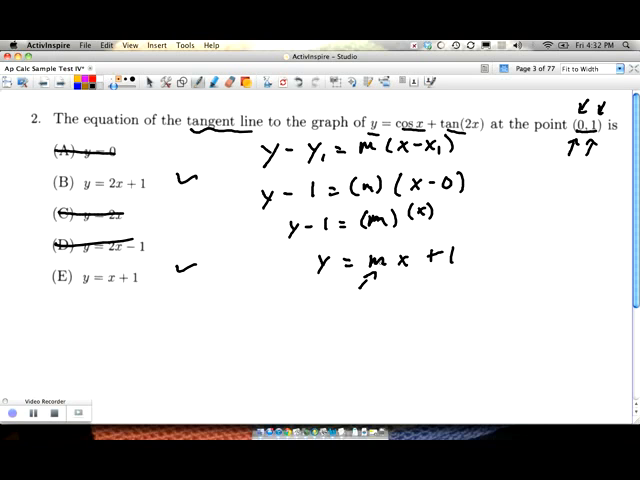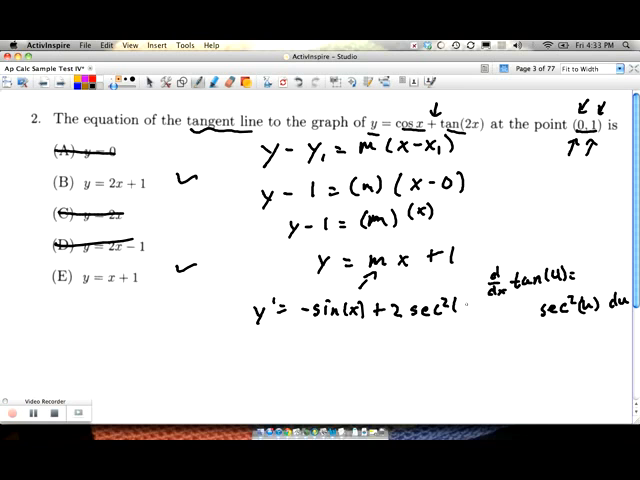So let's see if we could figure out what m is. It's either 1 or 2. We know that in order to figure out the slope of a function, we need the derivative. So y prime equals, take the derivative of these pieces. We can do each one separate because we're adding them. Cosine of x is going to become negative sine of x. Tangent 2x, well, the derivative of tangent of u is equal to secant squared u times du. So it's going to be plus 2 secant squared u, because du is 2.